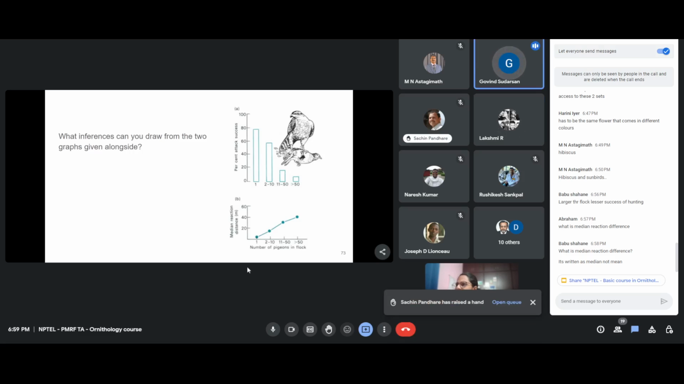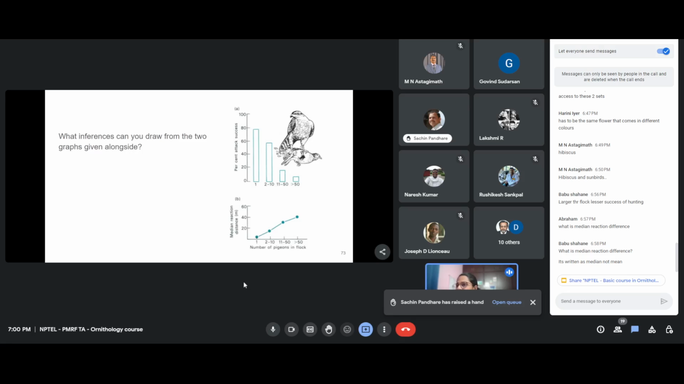I think you have missed the second most important graph, the median reaction distance. Yeah, Govind, I can't hear you at all, sorry. I'm just hearing a buzz.